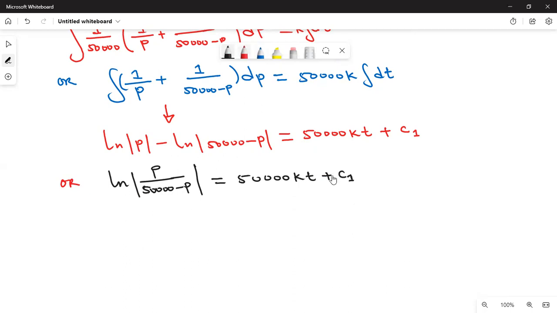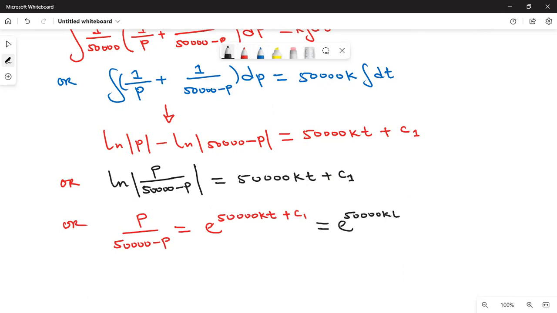If I take exponential on both sides, what do we get? We are going to have P over 50,000 minus P is equal to exponential 50,000 kt plus C1. Remember this, you can also write as exponential 50,000 kt times exponential C1, which is another constant. You can call it C2. So this you can write as a constant, let's call it C2, times exponential 50,000 kt.